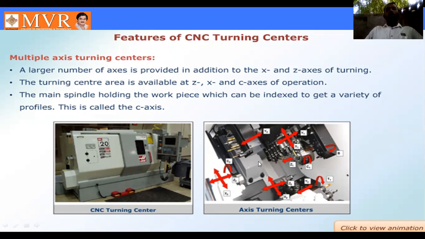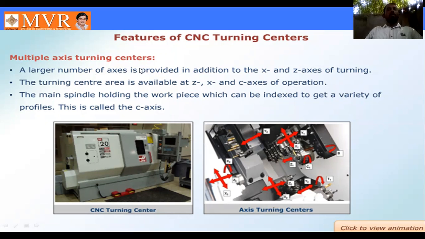For example, when the work has to be cut in the Y direction, the turning center automatically changes to the Y direction. When the operation is on the Z direction, the machine automatically turns for the Z direction. See here, these are the axis turning centers. X, Y, Z, so these are multiple axis turning centers. These are the CNC turning centers.